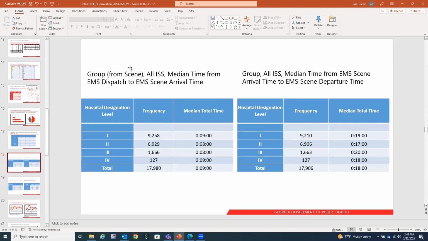For the patients who came directly from the scene, we can calculate all the times. So the left table is the median time from EMS dispatch to EMS scene arrival. We can find it is 9 minutes. The right table shows the median time from EMS scene arrival to EMS scene departure. So EMS stays on the scene for 18 minutes.